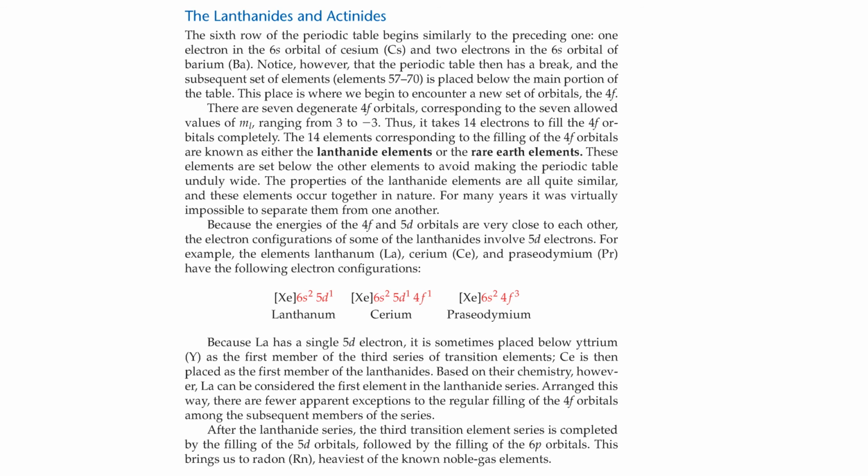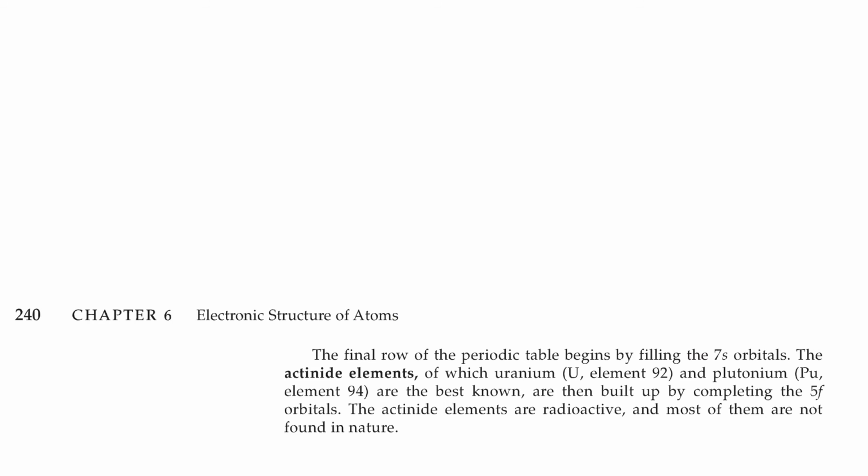After the lanthanide series, the 3rd transition element series is completed by the filling of the 5d orbitals, followed by the filling of the 6p orbitals. This brings us to radon, the heaviest of the known noble gas elements. The final row of the periodic table begins by filling the 7s orbitals. The actinide elements, of which uranium, element 92, and plutonium, Pu, element 94, are best known, are then built up by completing the 5f orbitals. The actinide elements are radioactive, and most of them are not found in nature.